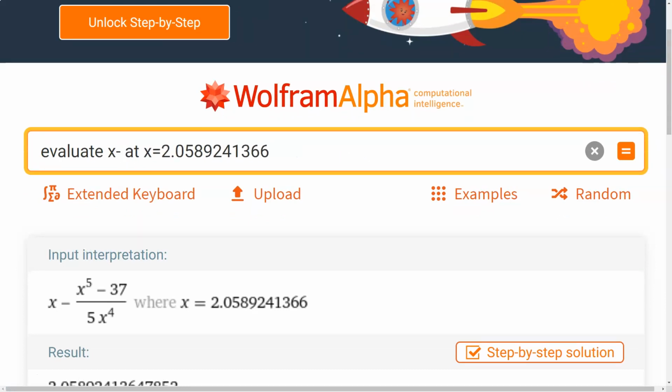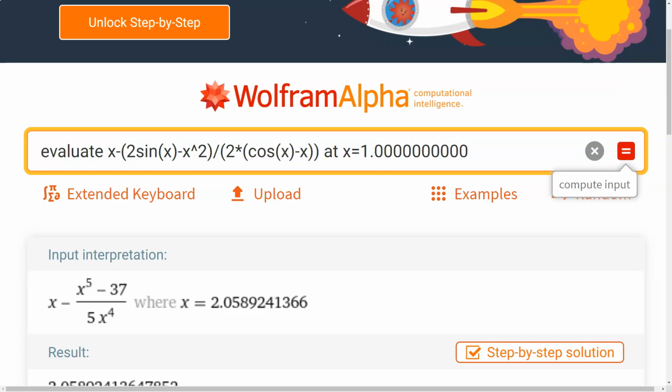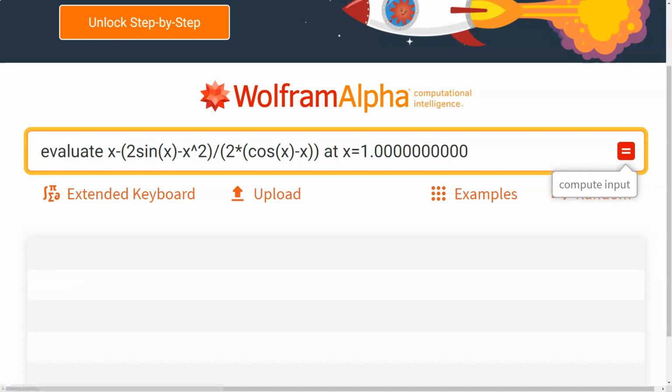So now instead of that, it's going to be x minus. So on top we have the 2 sine x minus x squared, all divided by 2 cosine x minus x. So double check your parentheses there. Make sure you got the right amount. Yeah, that looks okay. And we're going to start at 1. And I'm just going to add 10 zeros, 1, 2, 3, 4, 5, just to make sure that it gives me some nice digits. Okay, here we go.